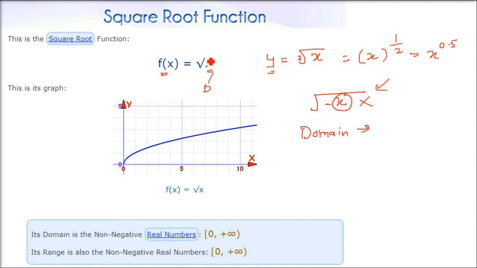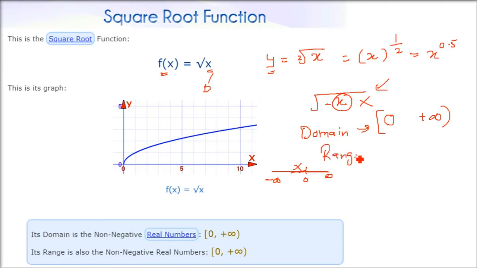So in domain x, all the values you can write or give from 0 to plus infinity, any value you can give. For example, if I draw a number line, this is negative infinity, positive infinity. Below 0 it is not allowed. Only 0 and above is allowed. Any value you can give. It is not only integral, you can give any real number. So 0 till plus infinity.